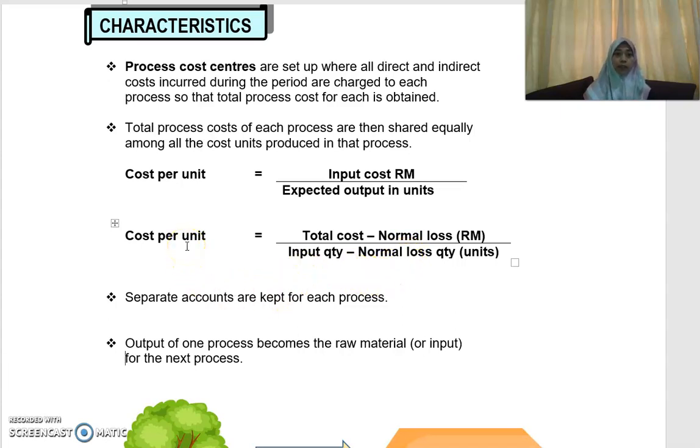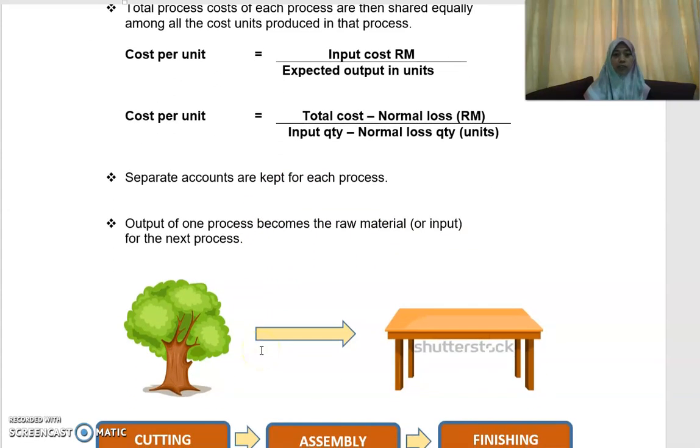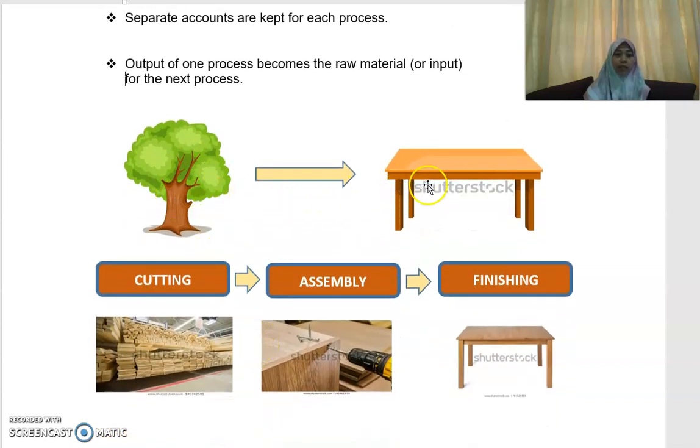For process costing, you will also keep a separate account for each process. The output of one process becomes the input for the next process. For example, let's say you are making a table. You will have three processes: the cutting department, the assembly department, and the finishing department. In other words, a cutting process, an assembly process, and a finishing process. Separate accounts are kept for each process, which means you will have one account for the cutting process, one for the assembly process, and another for the finishing process.